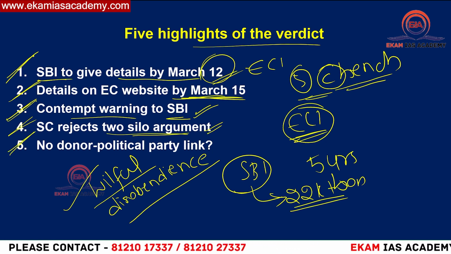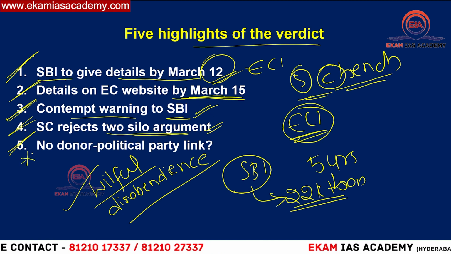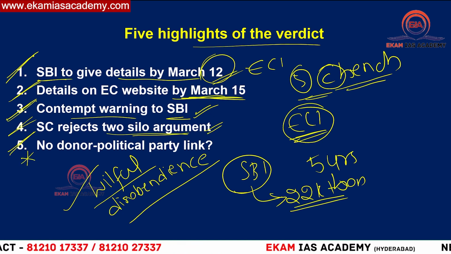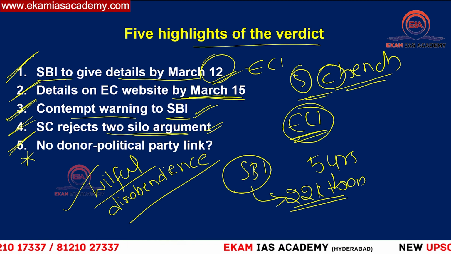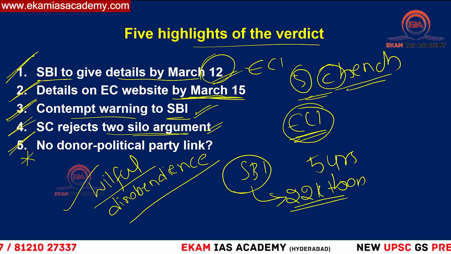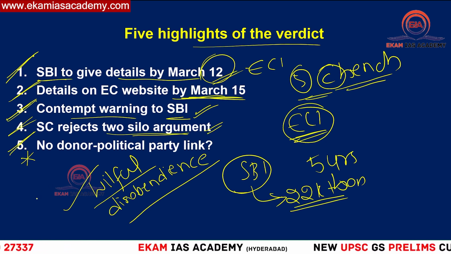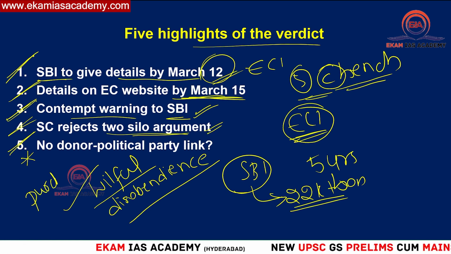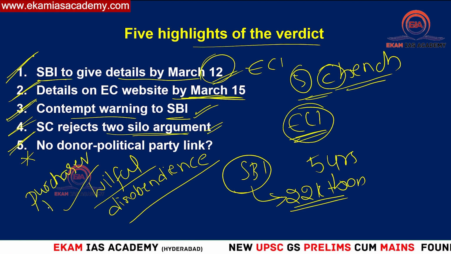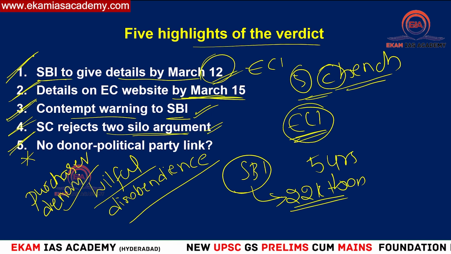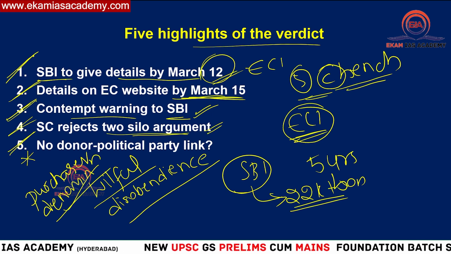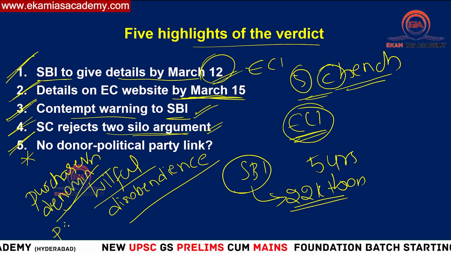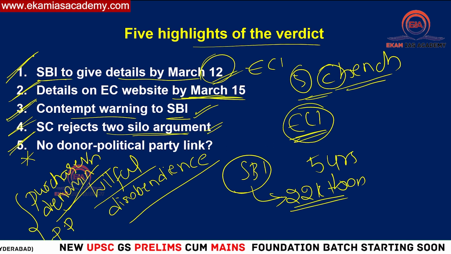Then the fifth one is no donor-political party link. This is a very important aspect of today's judgment. SBI was requested to publish the details of the purchaser who purchased the bond and the denomination also. Denomination means the amount for which they bought it, and also details of each electoral bond which is redeemed by the political party. These things have to be disclosed.